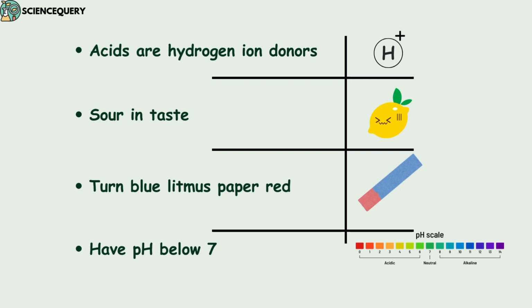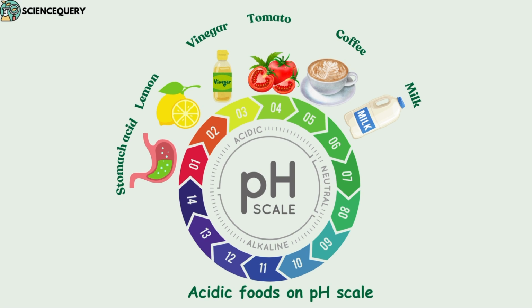Let us see some of the acidic foods and their degree of acidity on the pH scale. Like stomach acid is highly acidic with a pH of 1. After that comes lemon at pH 2, then vinegar, tomato, coffee and milk with pH 3, 4, 5 and 6.